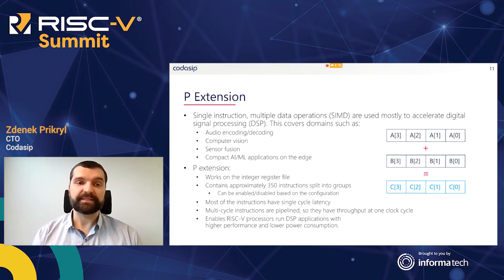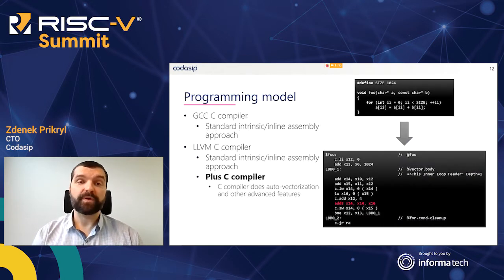The P extension is available in the application class, but also in other classes like high performance embedded, as you saw in one of the first slides when I showed you the metrics of the processors. The programming model is also important for the P extension, and there are two basic approaches. One is the standard intrinsics or inline assembly approach, available in GCC. The second is friendlier for software people: you support auto-vectorization, or you support C in general.